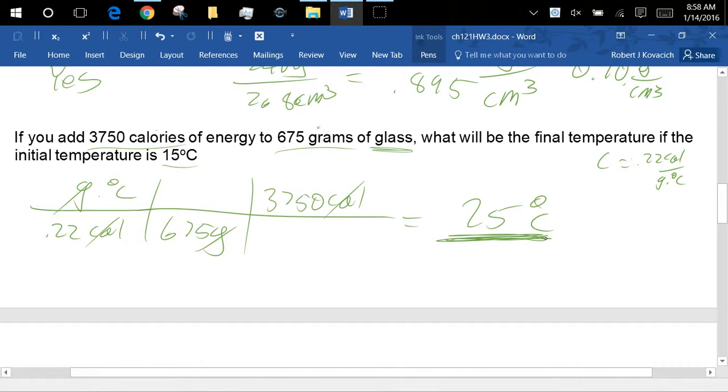That's my temperature change. So that isn't my final temperature. What's my final temp? Plus 15. I started at 15 degrees. I threw an extra 25 degrees Celsius into this thing, so its final temperature is actually going to be 40 degrees Celsius.